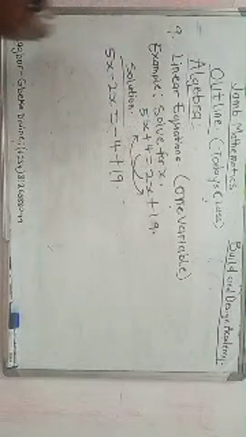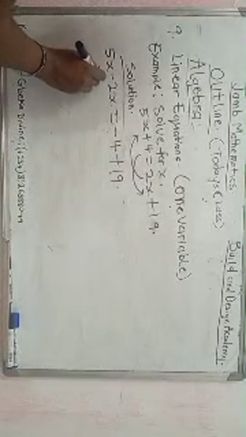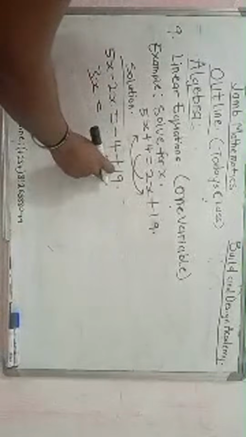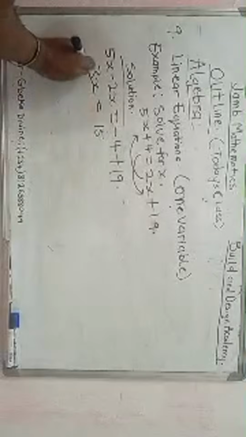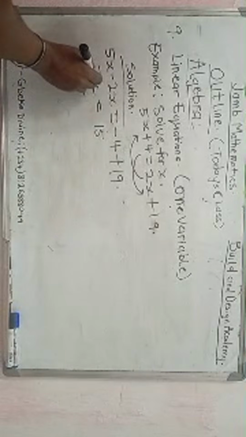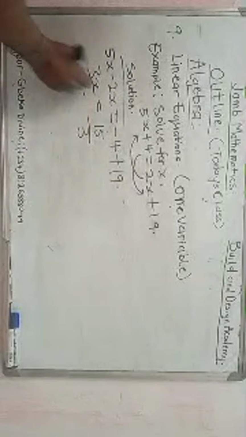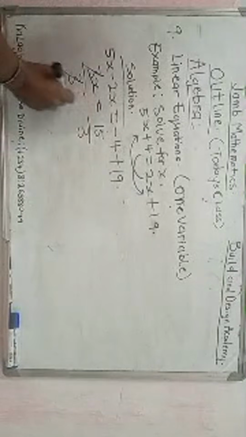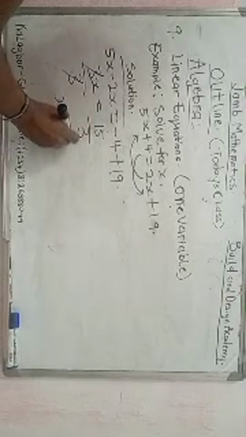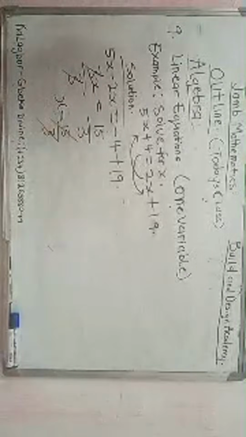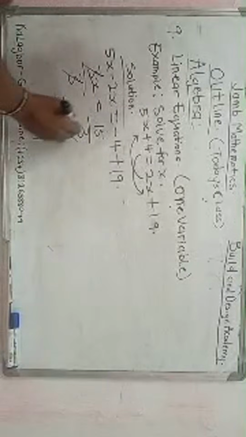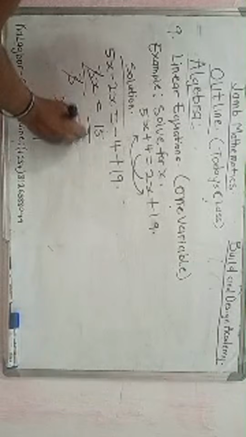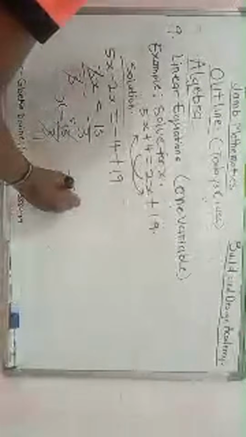That's the golden rule. So 5x minus 2x will give us 3x. Minus 4 plus 19 will give us 15. Divide both sides by 3 to eliminate this 3 here. What you do to the left hand side, you do to the right hand side. 3 will go here, 3 will go here. So we'll be left with x equals 15 over 3. So 3 will enter here to get 1, 3 will enter here to get 5. So x is equal to 5. So this is it about linear equation.